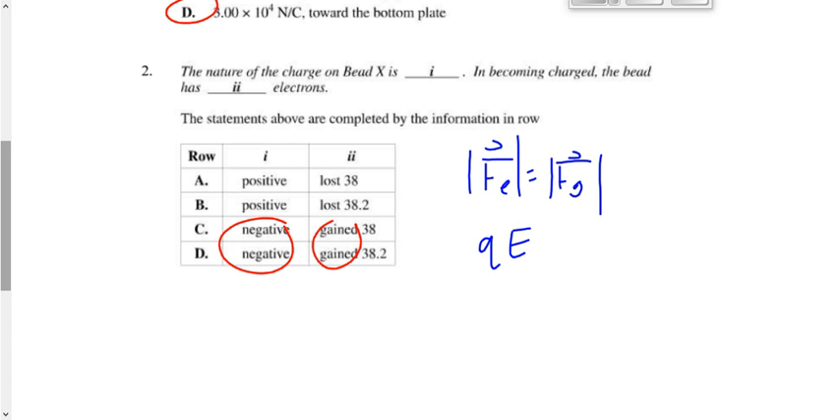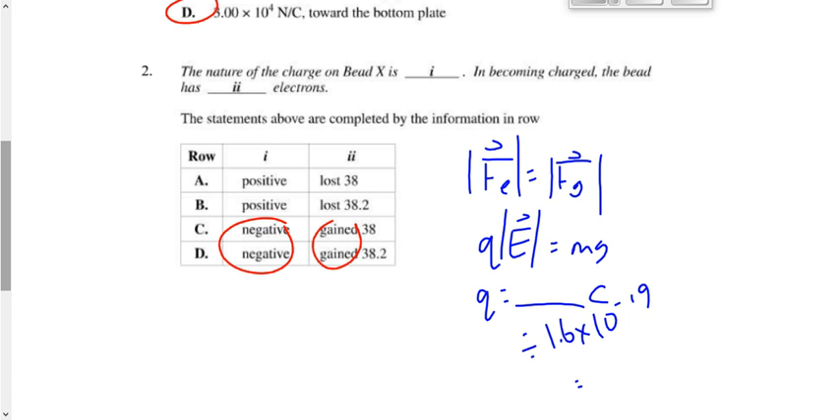Fe is equal to Fg, or QE is equal to M times G. Solve for Q. And when we divide that by 1.6 times 10 to the minus 19 to get the number of electrons, I think we end up getting 38.2. Is that right? So the answer would be D, right? No, the answer is C. I don't care if you get 38.2. You cannot gain 38.2 electrons.